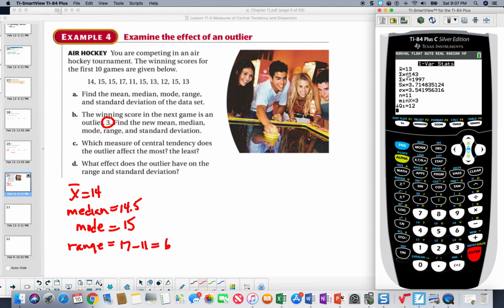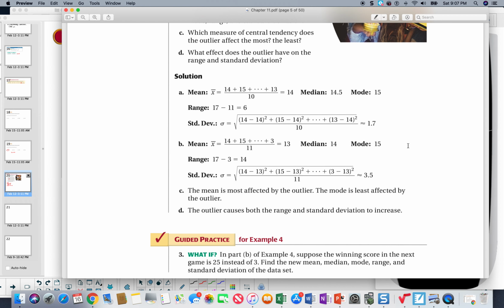And let's see, the mean now is 13. And it looks like, oh, I didn't find the standard deviation on the previous one. I should have written that down. And here is our standard deviation, and there's our median. Okay, so that I don't have to go back, I'm going to show you another page that shows all the numbers here. So here is my original mean, and my new mean is 13. My old median was 14.5. My new median is 14. My mode was 15, and it still is 15.